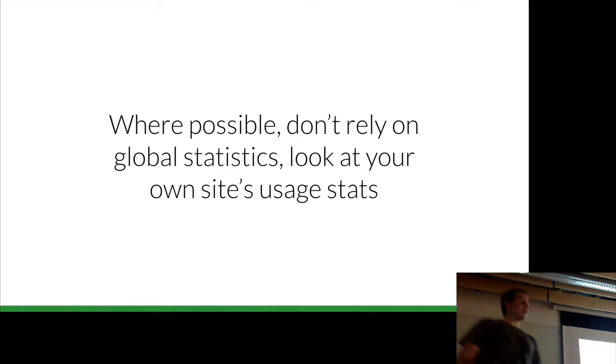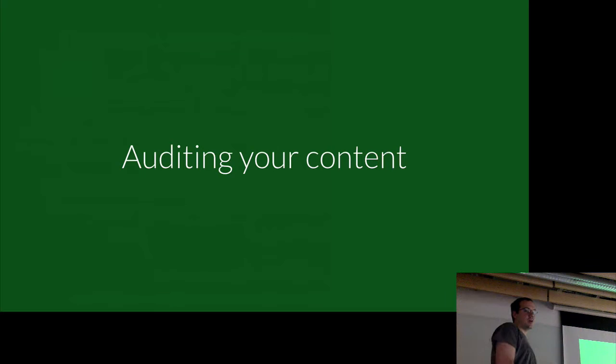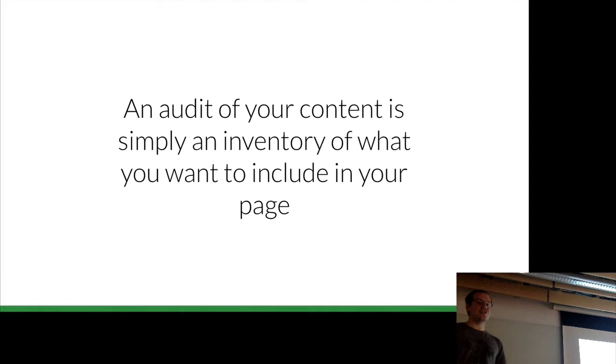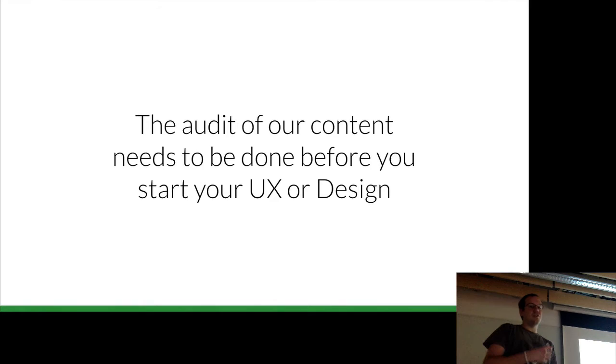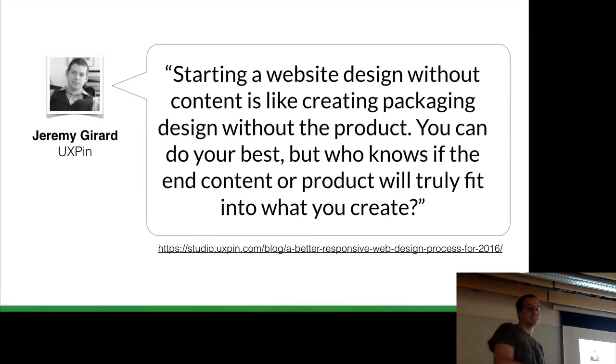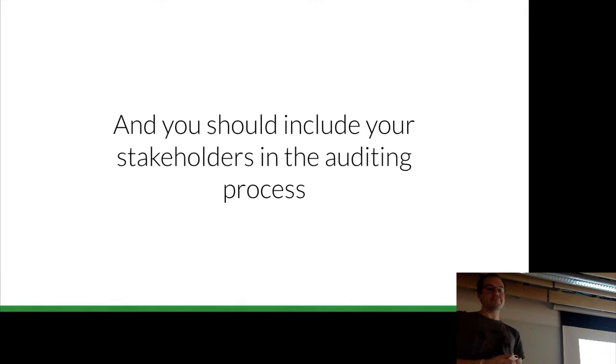One of the things you should be doing when building a responsive site is auditing your site content. An audit of your content is simply an inventory of what you want to include in your page. The audit of your content needs to be done before you start UX design, so you need to be doing it at the forefront of your project. Jeremy Girard said this much better than me: starting a responsive design without content is like creating packaging for a design without a product. You can do your best, but who knows if the end content of the product will truly fit into what you create. And you should be including your stakeholders in the auditing process.